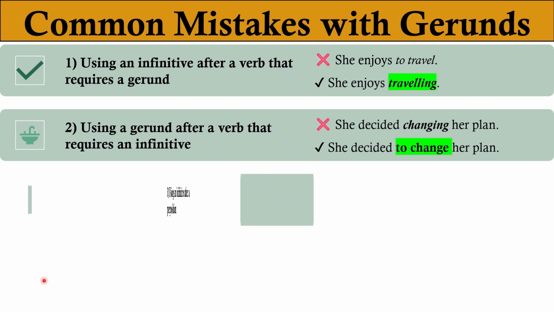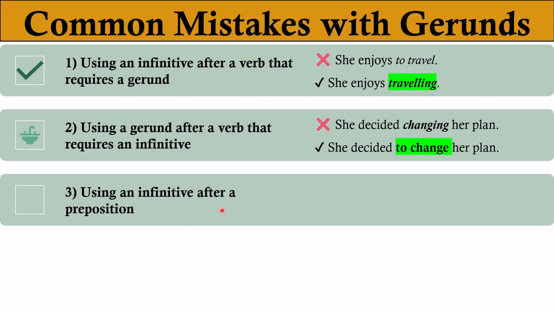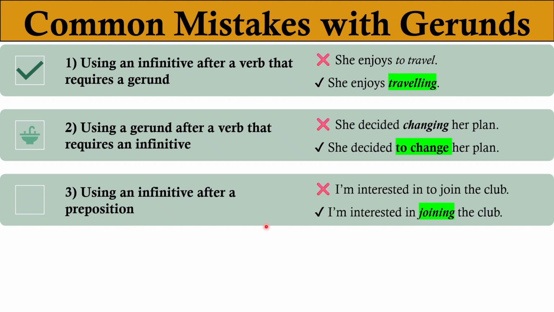The third mistake is using an infinitive after a preposition. For example, I'm interested in to join the club is incorrect. We should say, I'm interested in joining the club. After any preposition, we always use verb plus -ing.